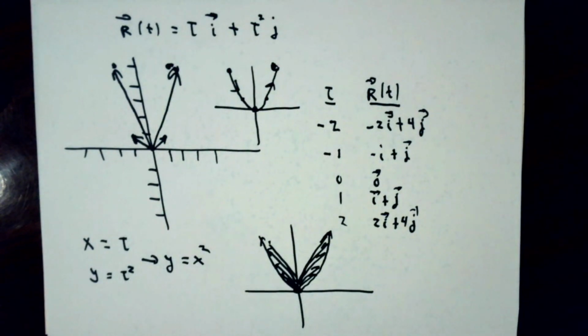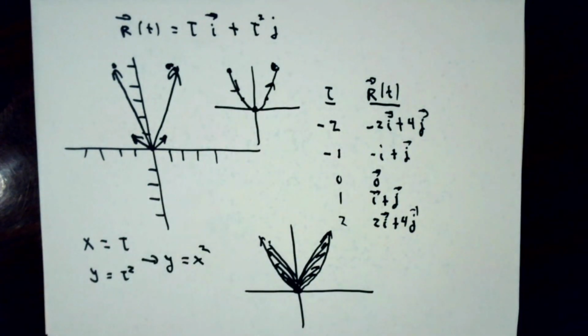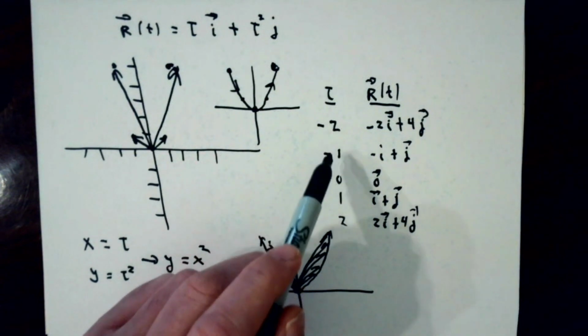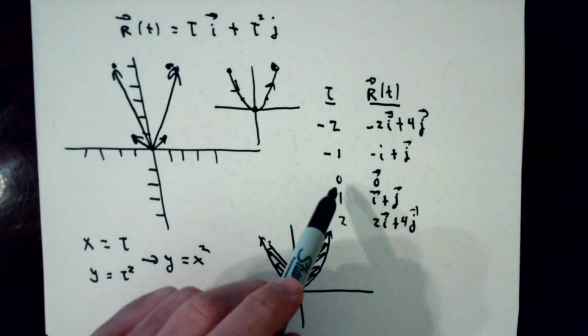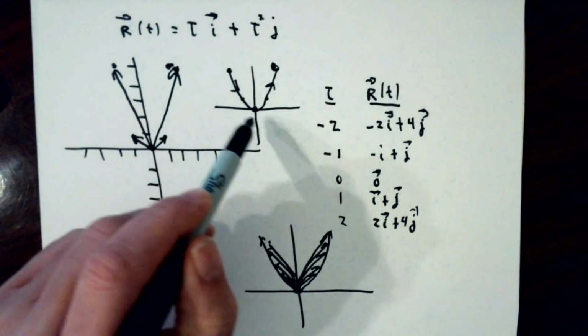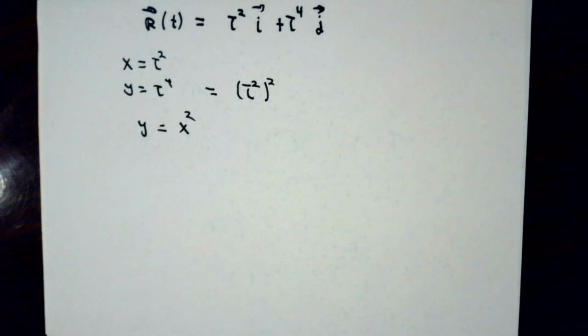It's customary, if you're going to draw the graph of a vector-valued function like this, that you include little arrows that indicate the increasing t direction. So as t increases from negative 2 to negative 1 to 0, 1, then 2, we're going in that way. Sometimes a little care has to be taken.